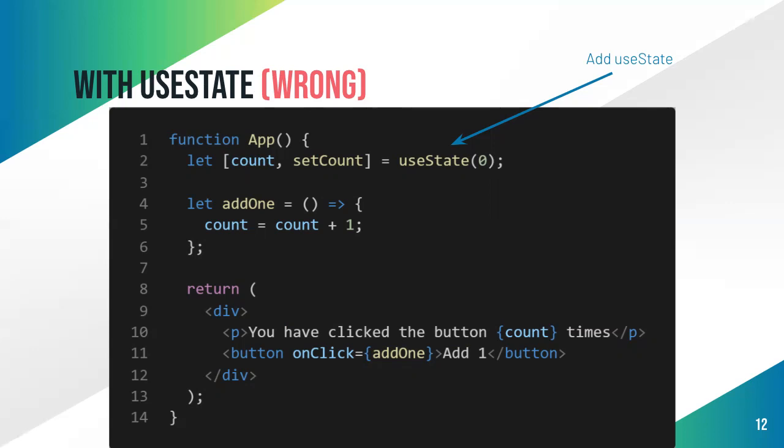So we're not actually using setCount. Count is a read-only variable. When we say count equals count plus 1, we're not actually telling React to re-render. You need to call setCount in order to tell React, hey, I updated this variable. Let's actually refresh the page and adjust the value of count.